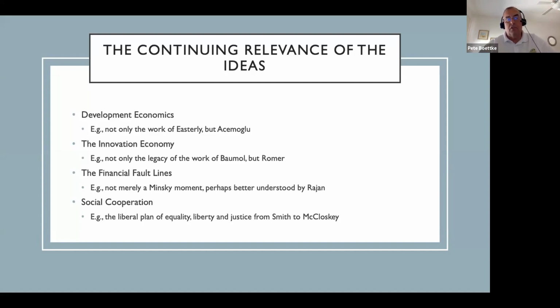And then finally, just the liberal plan of equality, liberty, and justice from Adam Smith all the way up to Deirdre McCloskey's most recent book on why liberalism works. That's this notion of social cooperation, or what institutions hinder or promote the ability of individuals to realize productive specialization and engage in peaceful social cooperation with disparate others that are often at great social distance. That's the liberal plan of equality, liberty, and justice that Adam Smith lays out, and it's also the one that McCloskey and others are trying to develop.